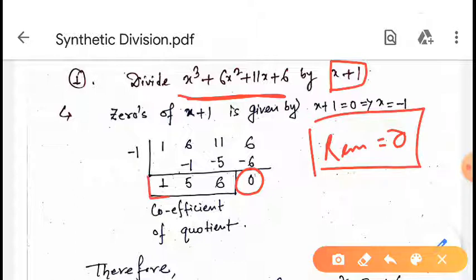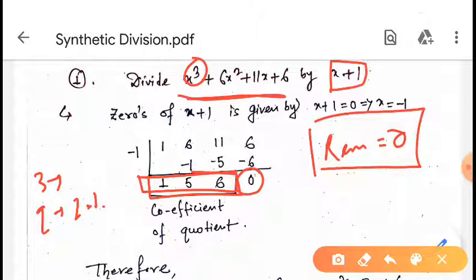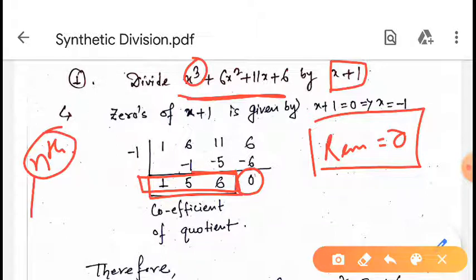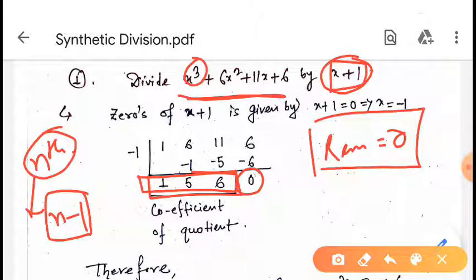And this is your actual coefficient of the quotient. This is a third degree polynomial, so you just have to remove 1 degree here. Whenever you divide a third degree polynomial, your quotient must be a second degree polynomial. Whenever you talk about an nth degree polynomial and divide it by just a 1 degree factor, you need to remember that the quotient becomes degree n minus 1.